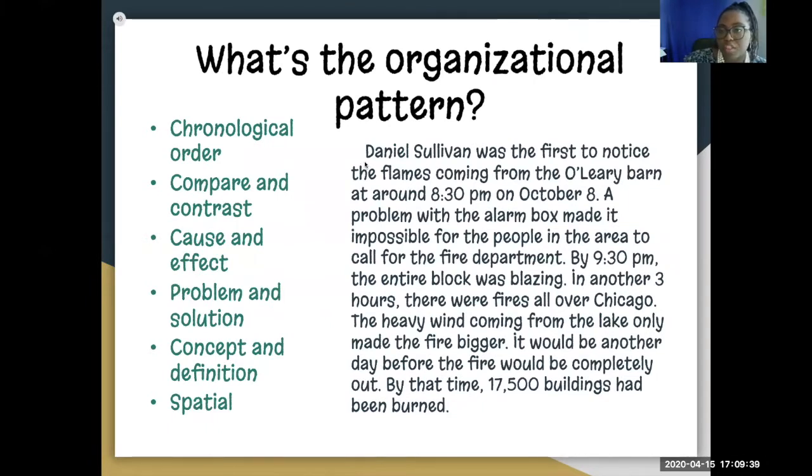So what's the organizational pattern for the first one? I would like for you guys to read the first one as silently as I read it aloud.